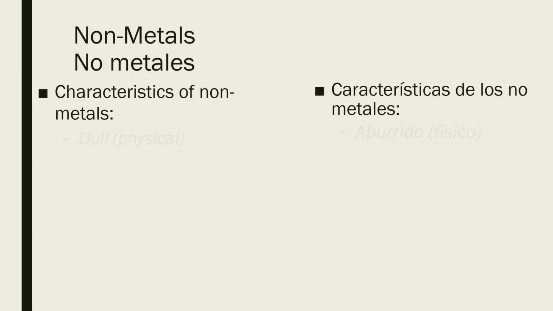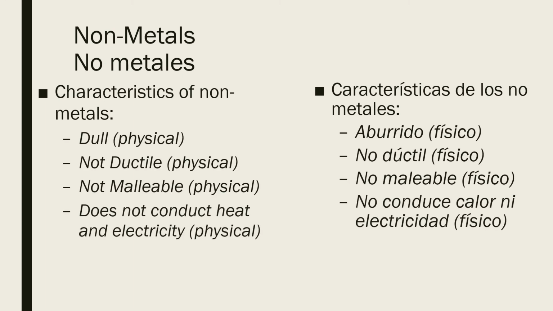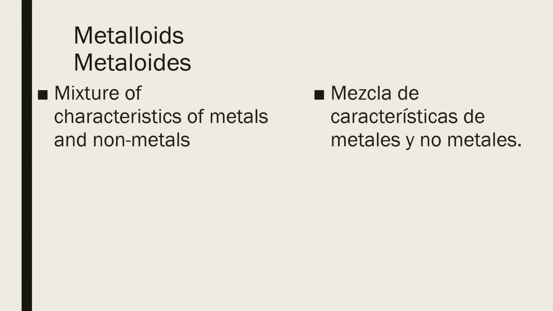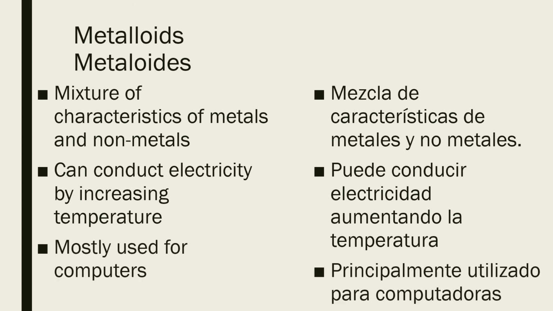Nonmetals are the direct opposite. Dull, not ductile, not malleable, does not conduct heat and electricity, and tends to gain valence electrons. Metalloids have a mixture of characteristics of metals and nonmetals. Metalloids can conduct electricity, but only by increasing the temperature of the metalloid. Typically, we use metalloids in computers.